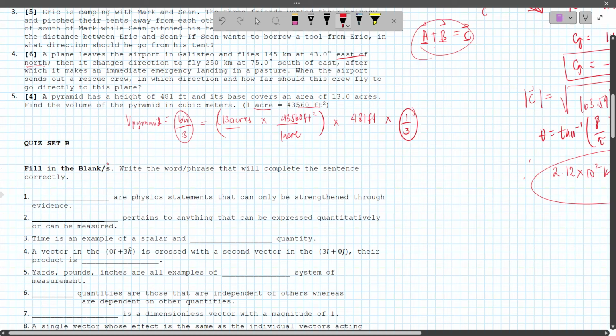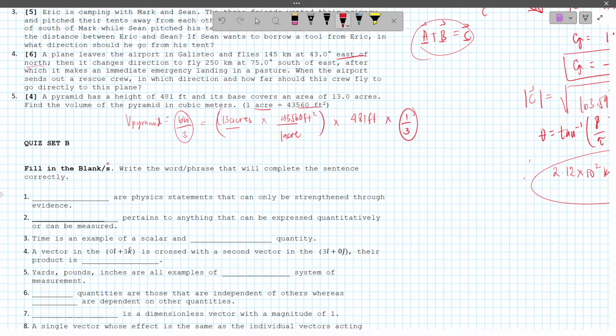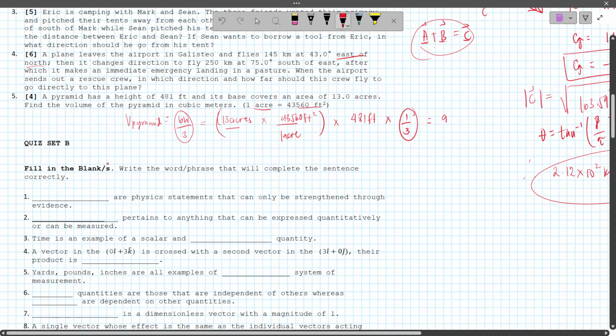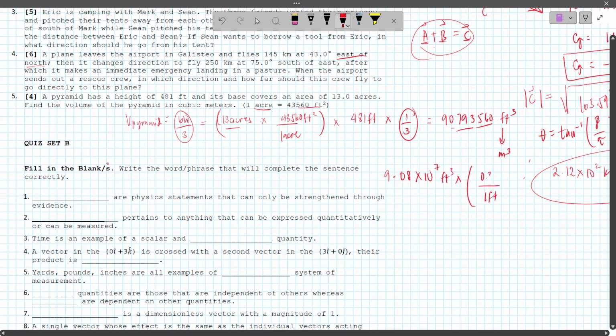So this will give me 13 times 43,560. I don't have to square the 43,560, because the unit that was squared earlier was feet squared. Times 481 divided by 3. This will give me a value of 9.08 times 10 raised to 7 feet cube. But I want to convert this to meter cube. I know that 1 foot is 0.3048 meters. This is in cube, this is not in cube. So I have to cube everything. So times 0.3048 raised to 3. This will give me a volume which is 2.57 times 10 raised to 6.